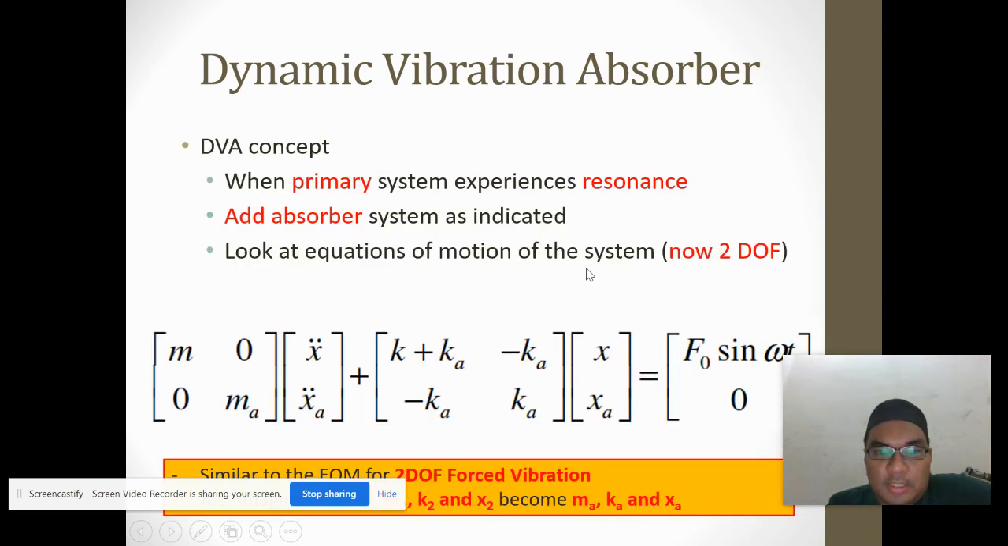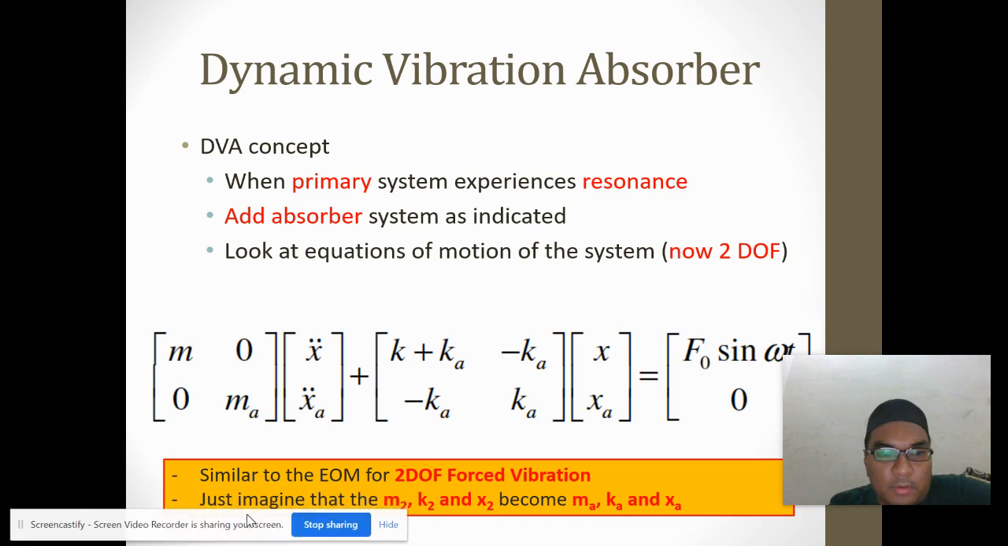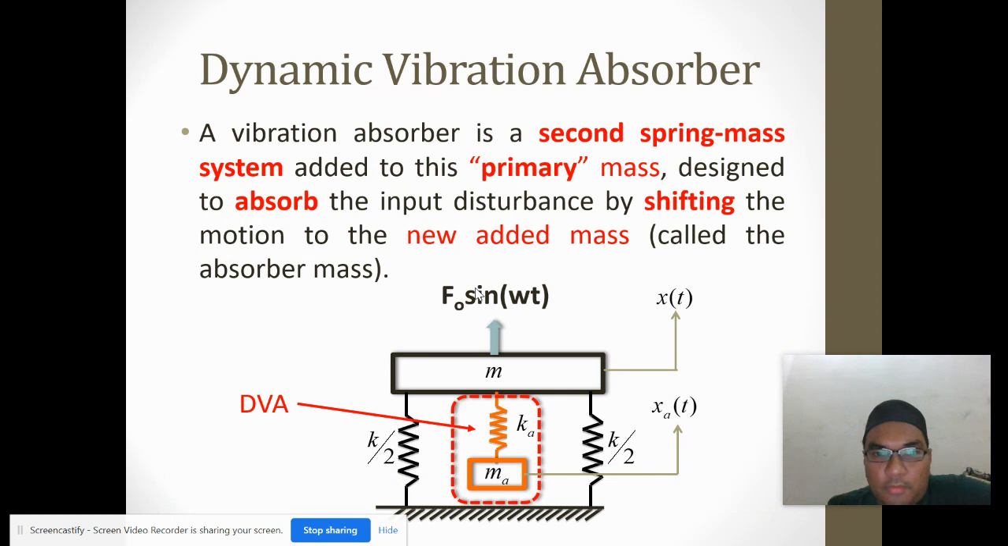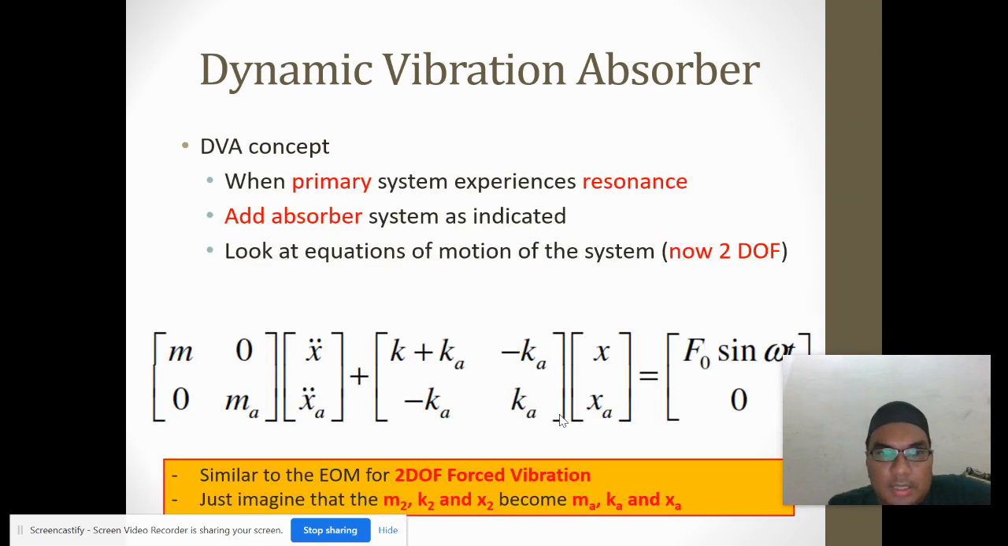So this is the same as what you have learned before. DVA concept: when the primary system experiences resonance, the thing that you have shown in the video before. So the added absorber system, the added system of the MA and KA. This is the DVA, and look at the equation of motion of the system. Now it becomes a 2 degree of freedom system.